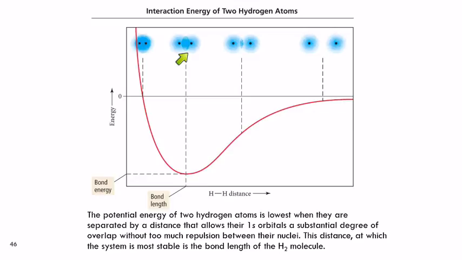And the reason that there's a dip here is because there's an attraction between the electrons of one atom and the nucleus of the other. There's also repulsion between the two nuclei. But this is where that balances out to be the lowest energy. Any other questions?